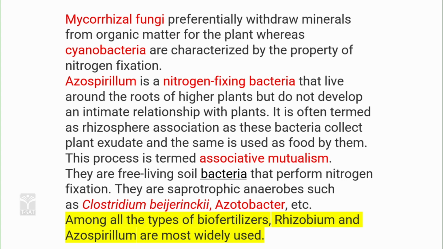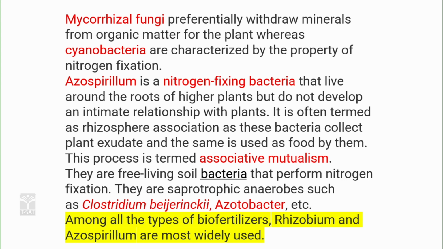For example, mycorrhizal fungi preferentially withdraw minerals from organic matter for the plant, whereas cyanobacteria are characterized by the property of nitrogen fixation. Azospirillum is a nitrogen fixing bacteria that lives around the roots of higher plants but does not develop an intimate relationship with the plant. So, these are certain microorganisms which help in fixing the atmospheric nitrogen. Some of them live in symbiotic association with the plant roots, some live free in the soil, fixing the atmospheric nitrogen, making it available to the plants.